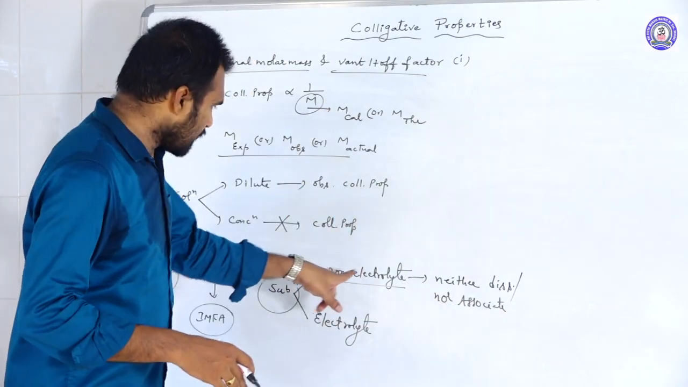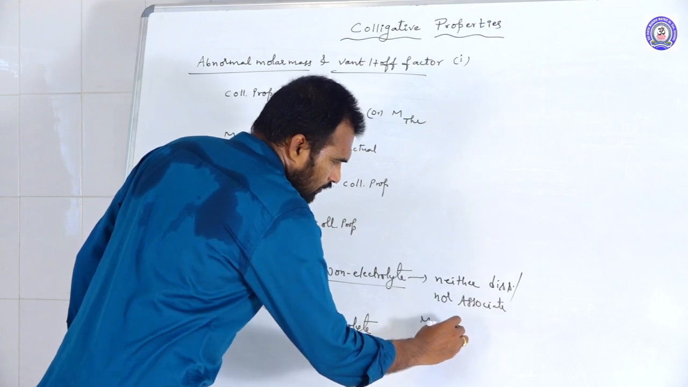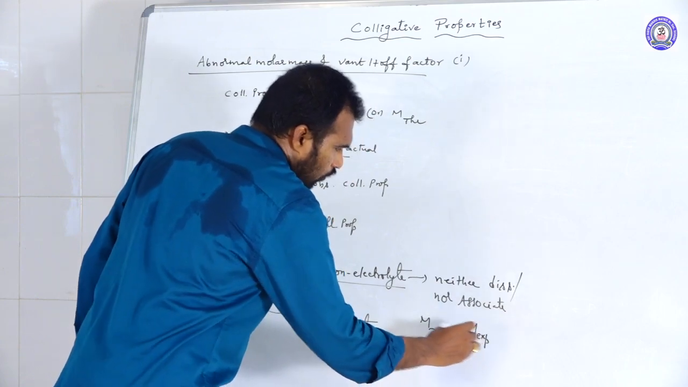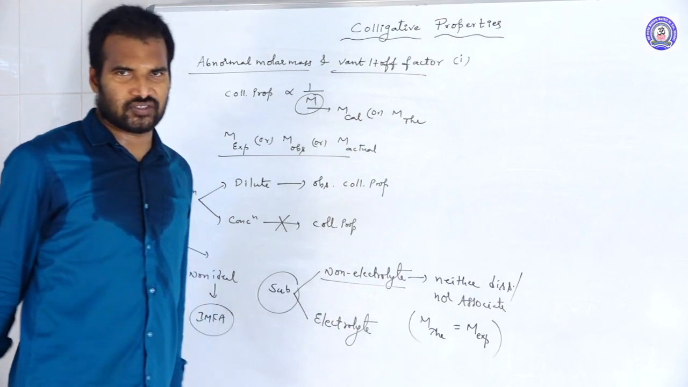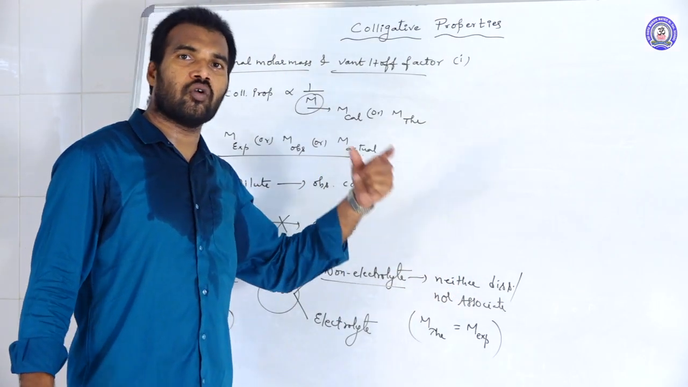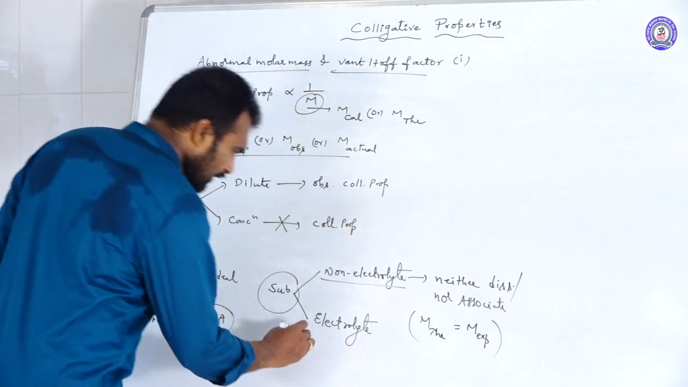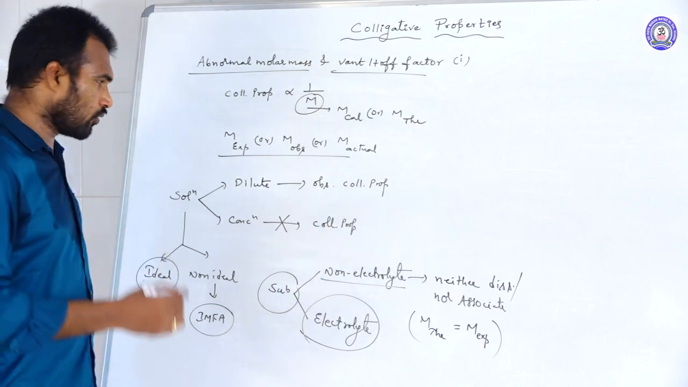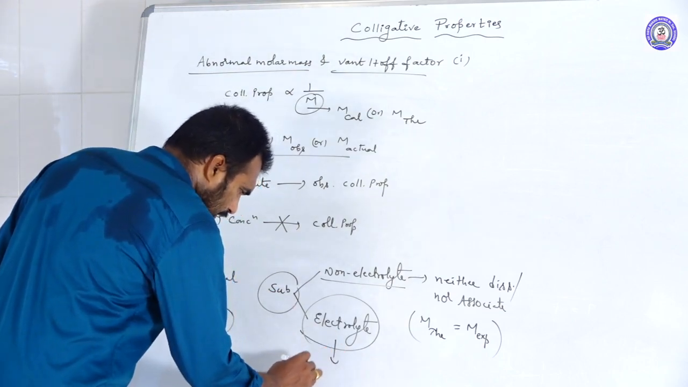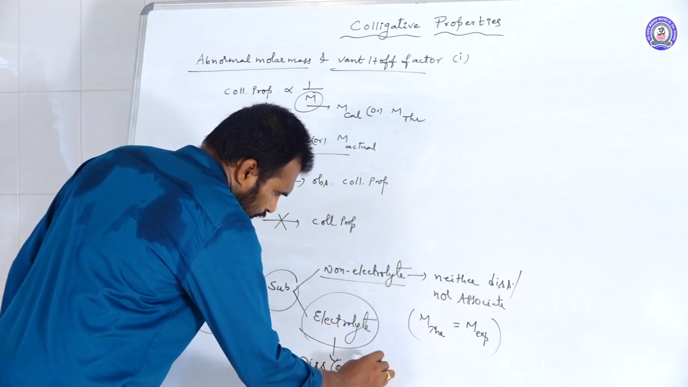So that is why, in the case of non-electrolytes, the theoretical molar mass is equal to the experimental molecular mass. There was no difference because the number of particles remains the same, as there was no dissociation or association. But in the case of electrolytes, they may either dissociate or associate.